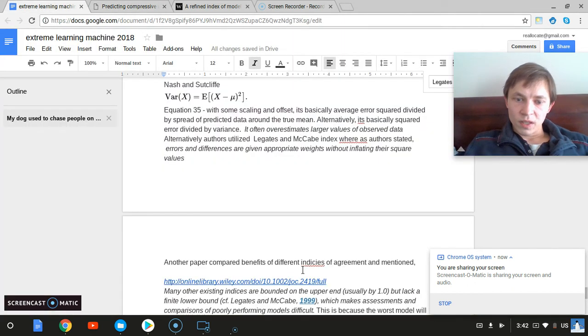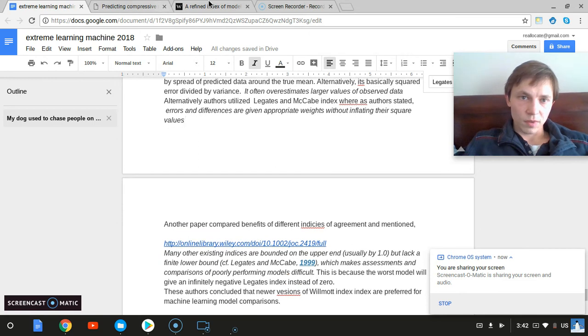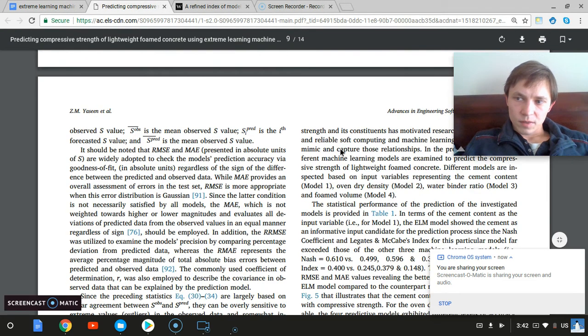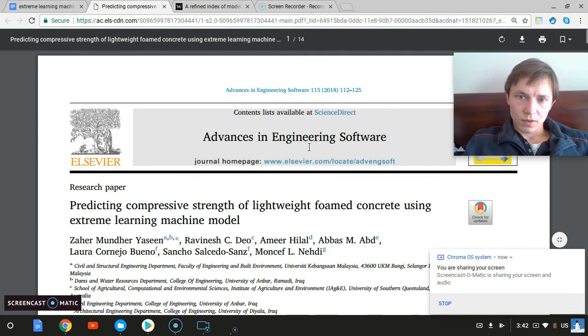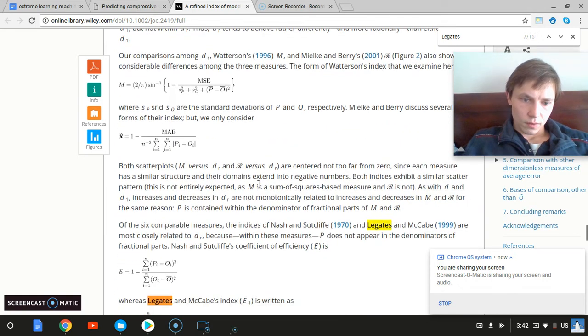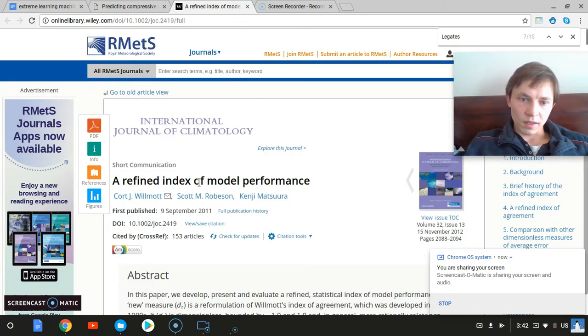Another paper compared benefits of different indices of agreement and mentioned some things. So this first paper is this one in Advances in Engineering Software. The second paper is, let me show you this paper, Refined Index of Model Performance. I guess this one was in climatology.